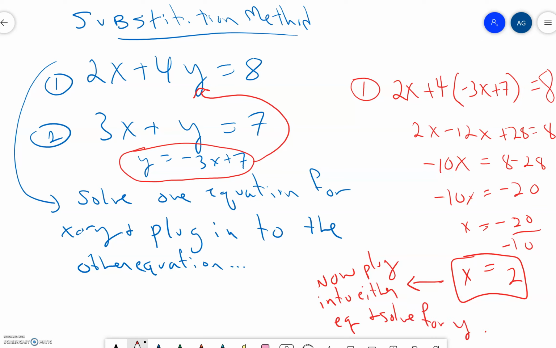So if x is 2, actually the easiest one is this one because it's already in a nice form. So I can just do y equals -3 times 2 plus 7. That's -6. So 7 minus 6 is 1. So we get y equals 1. And so we get the point is 2, 1.